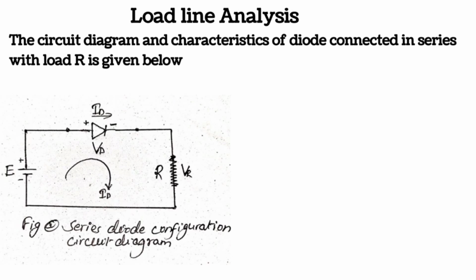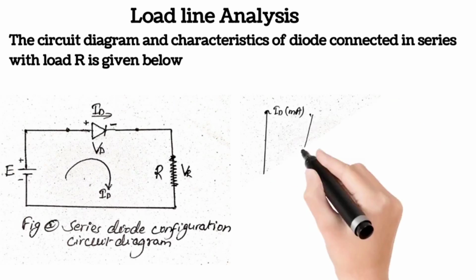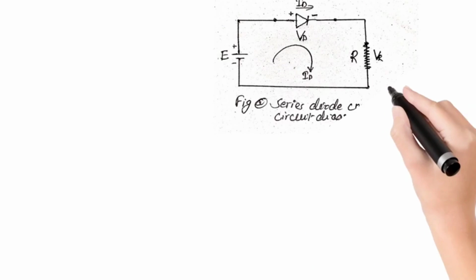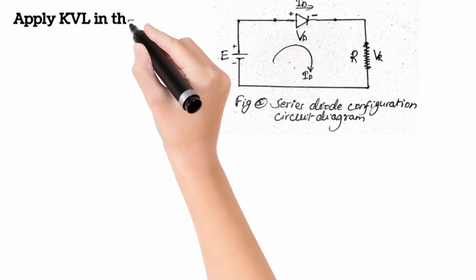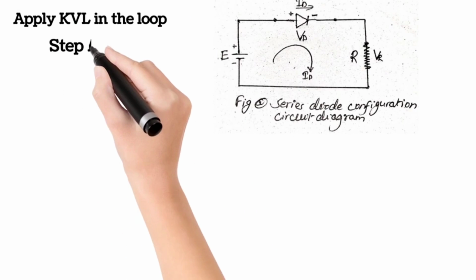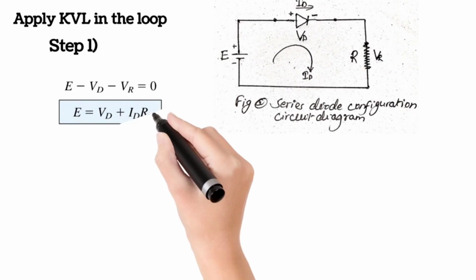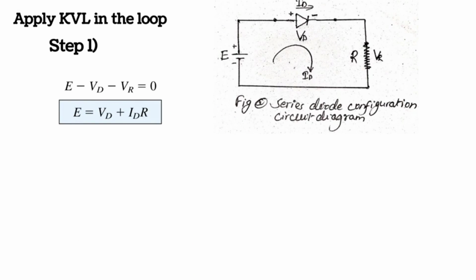Figure A is the series diode configuration circuit diagram and figure B is the series diode characteristics. Here in the given circuit diagram, ID is the current which is flowing across the circuit. Now we will apply the KVL in the loop. So in step number 1, we obtain E minus VD minus VR equals 0, so E equals VD plus ID into R. This is our equation number 1.